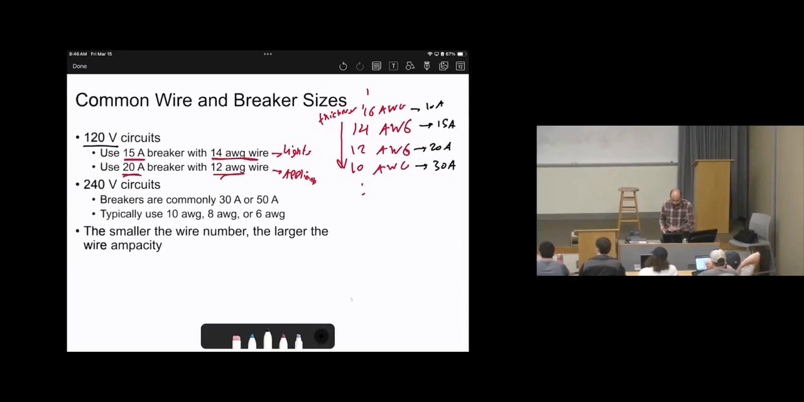Now, with 240 volt circuits, since we are consuming a large amount of current, the breaker will be based on 30 amperes or 50 amperes. So it can be AWG 10 or 8 or 6, depending on the need. So you can see in your home, there are different thicknesses of wires based on the appliances. The thickness that goes to the wall outlet is different than the thickness that goes to your lights, different than the thickness that goes to the dryer or the washer, etc. Okay?